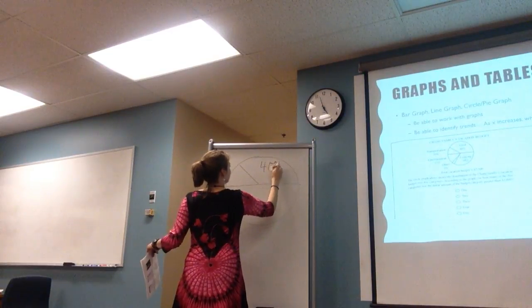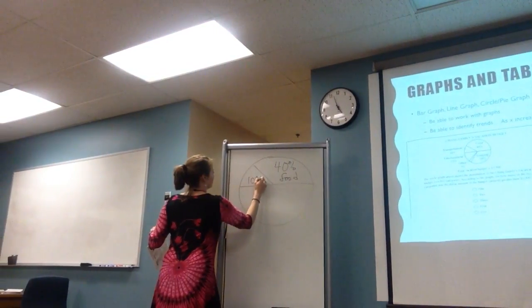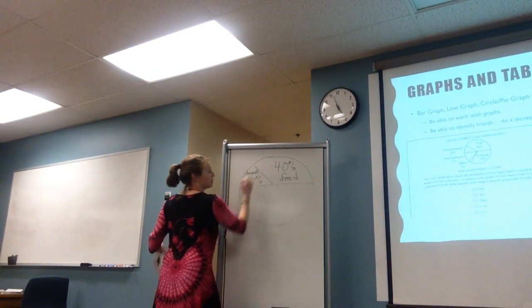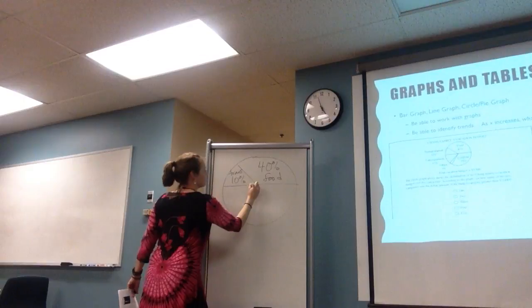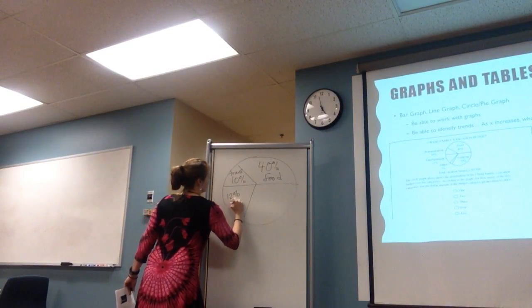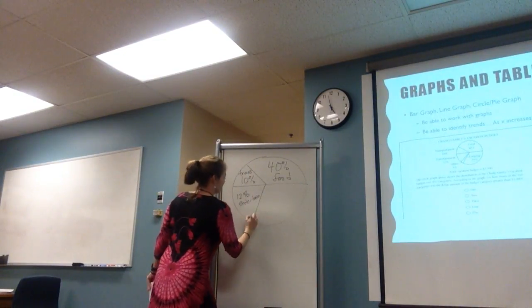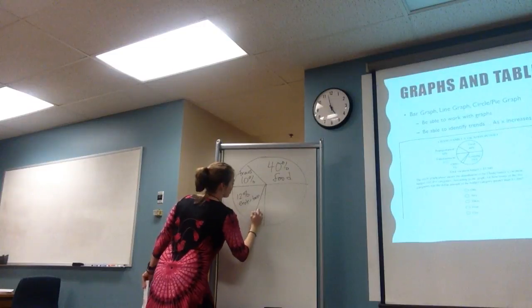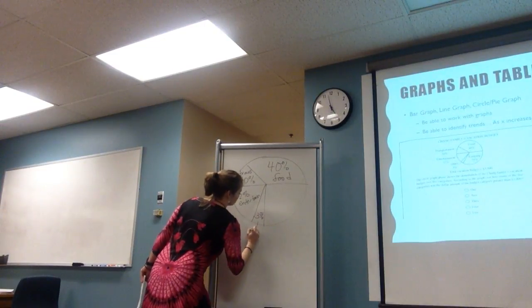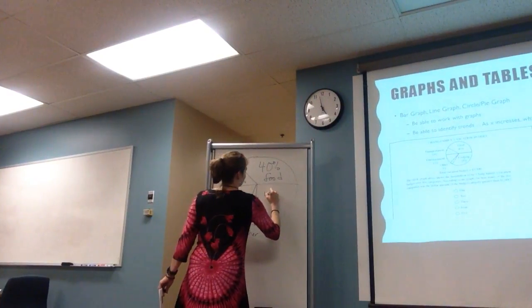40% on food. They spend 10% on transportation. They spend 12% on entertainment. And they spend 3% on other. And then lodging is 35%.